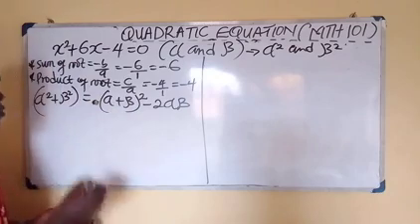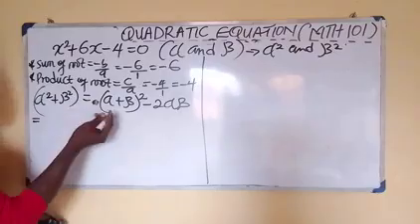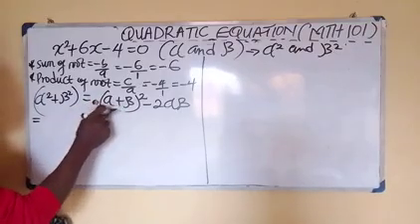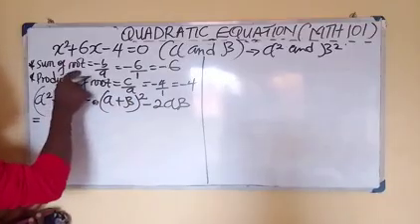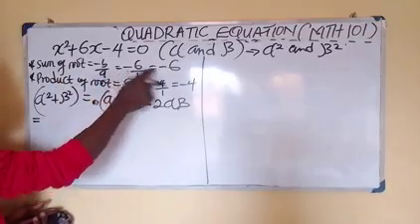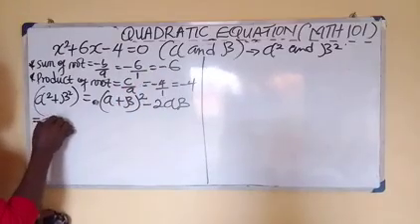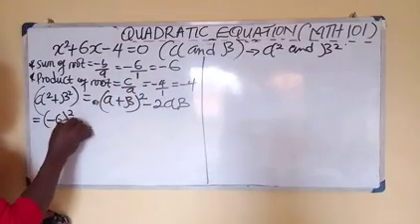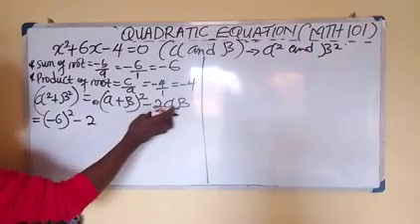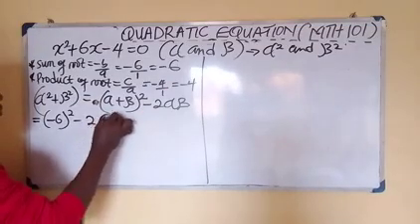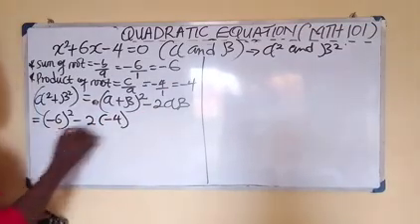Now what do you do next? You slot in the parameters. Now alpha plus beta, this one means sum, right? So the sum of roots, we said, is minus 6. So it becomes minus 6 all raised to power 2, then minus 2 times the product of roots, which is what? Minus 4. Minus 4.